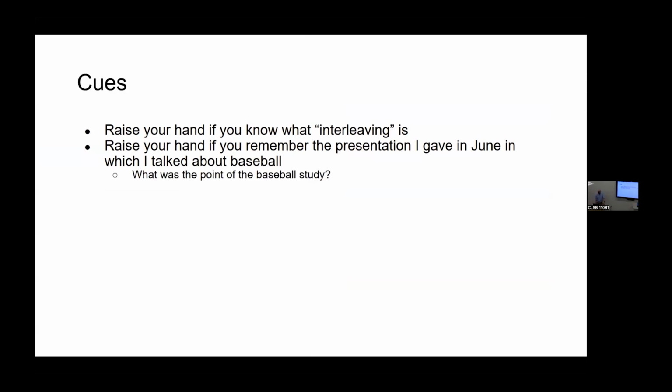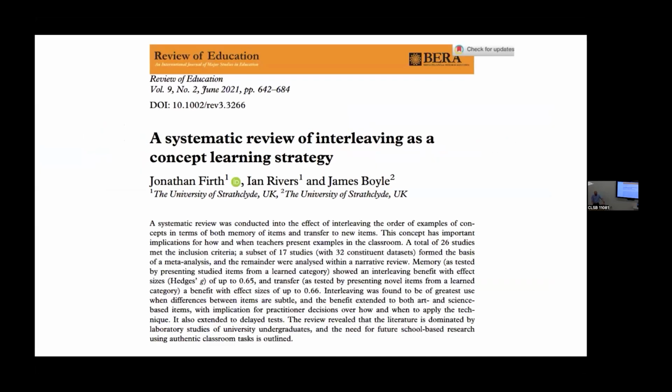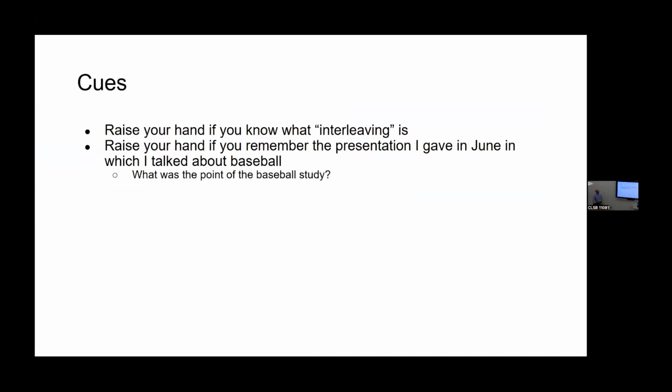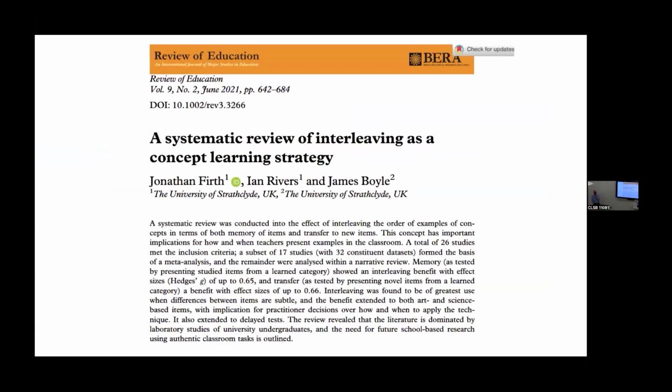The point of the baseball story, do I have the slides? So in that presentation, I was trying to convey interleaving and why it's an effective learning practice. I could have done that by presenting a systematic review. That might have convinced some people, but I'm sure no one would have remembered.